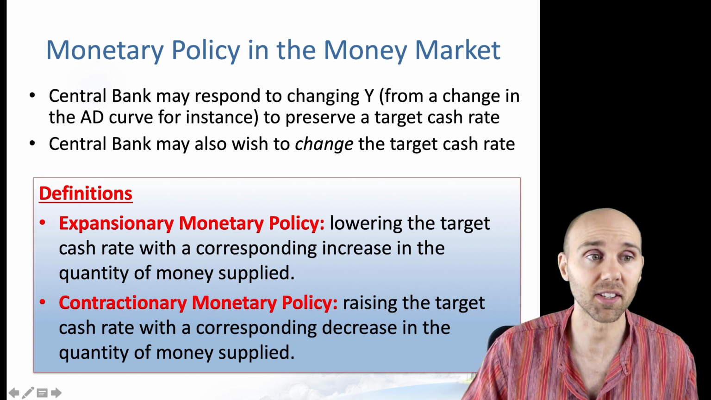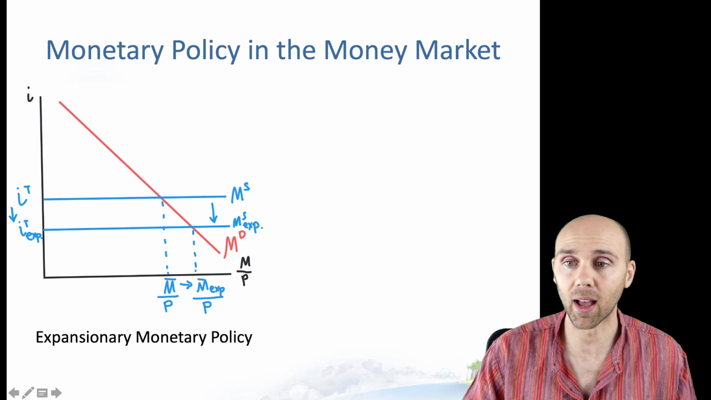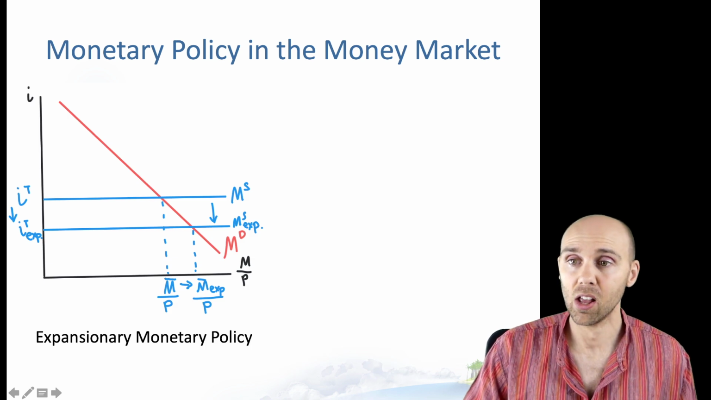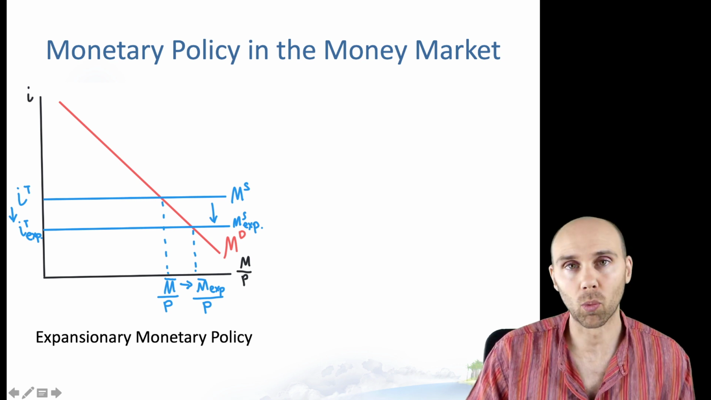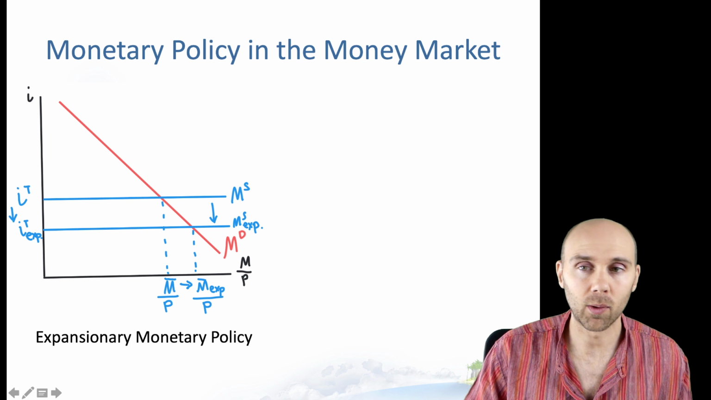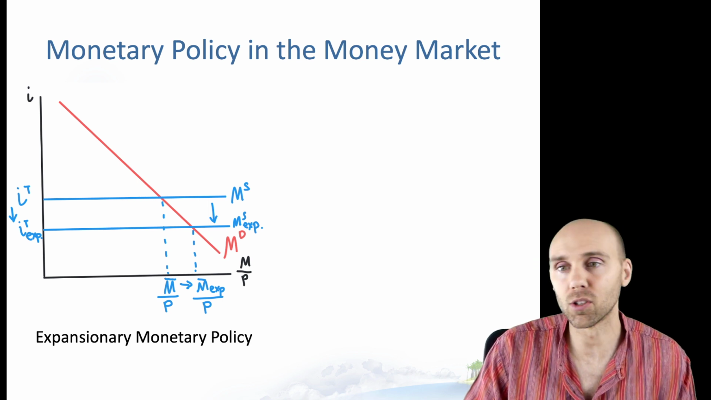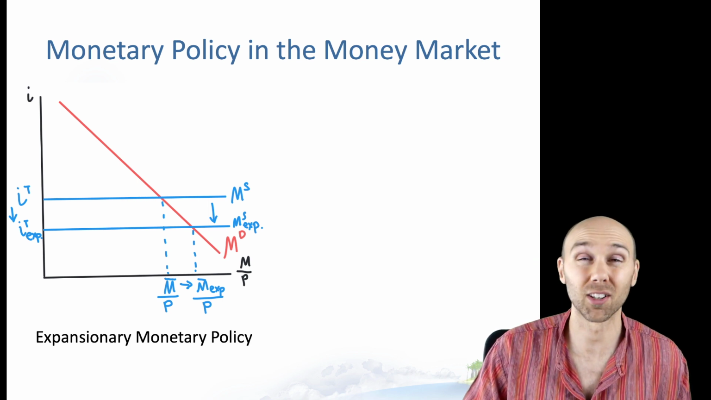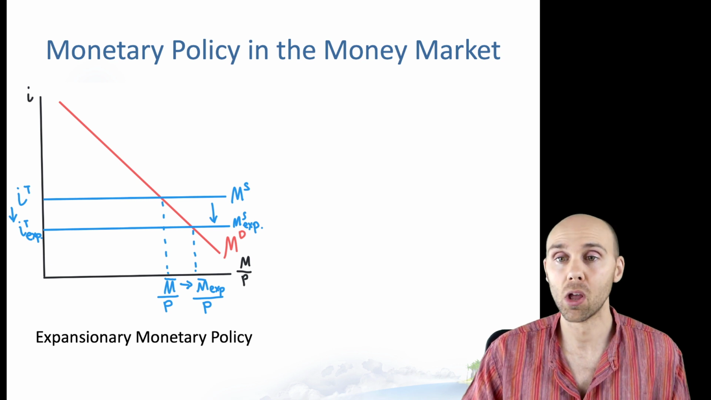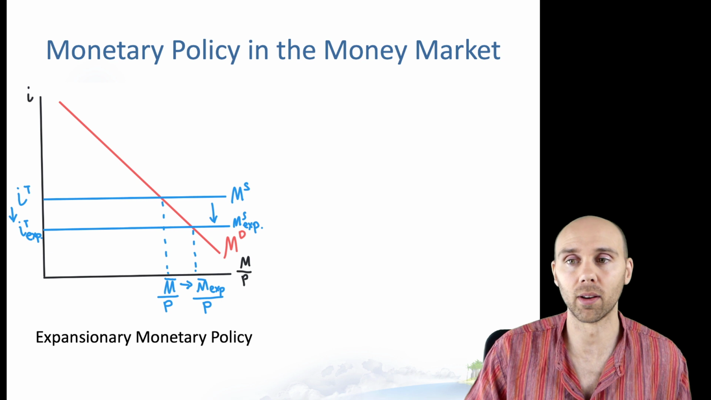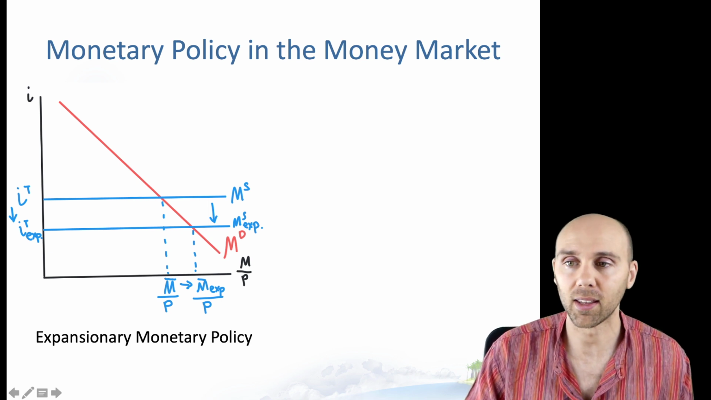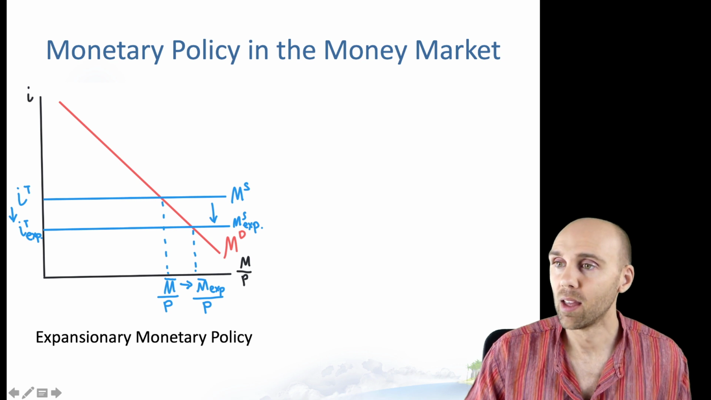Let's look at the differences of these two things on our money market graph. So in the first case, we are going to try to engage in expansionary monetary policy. We want to stimulate our economy. We want people to spend more money, to borrow more money, so we need to make it attractive for them. We need to increase the price of holding money. In other words, we want to lower that interest rate. So we want to do that by increasing the money supply.